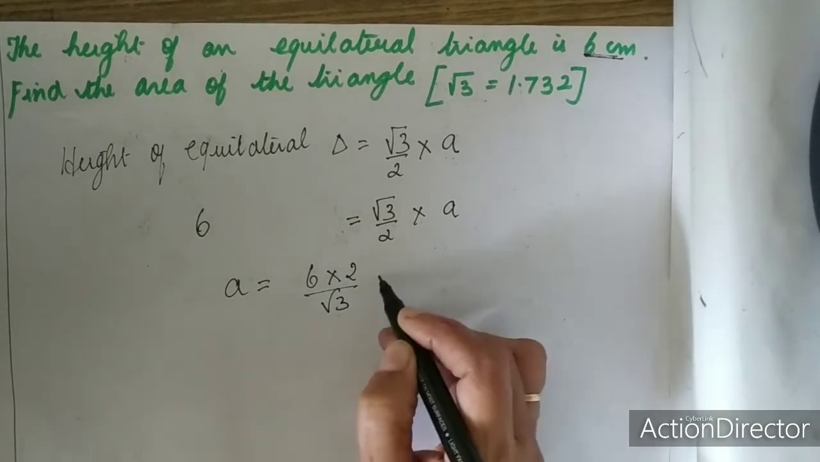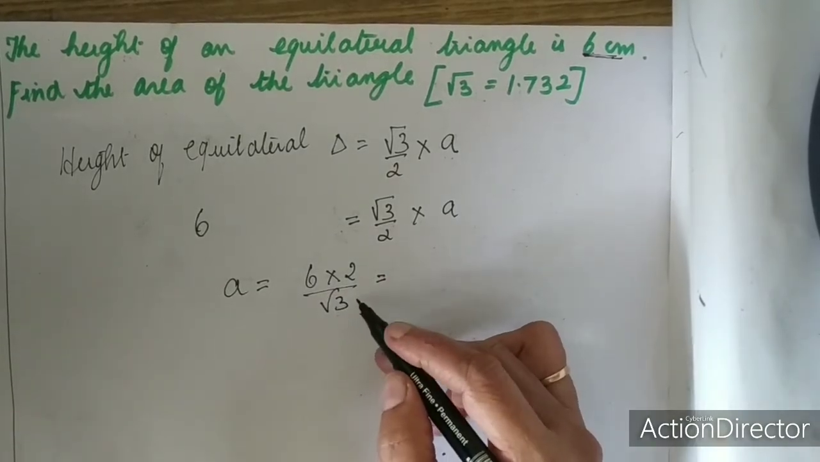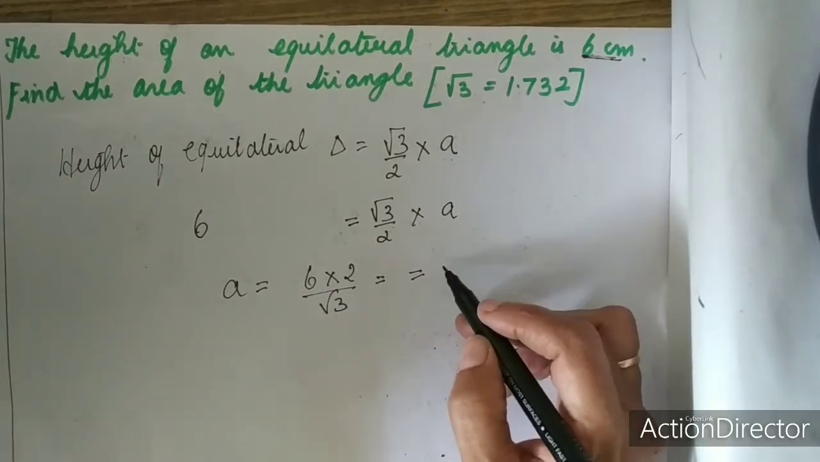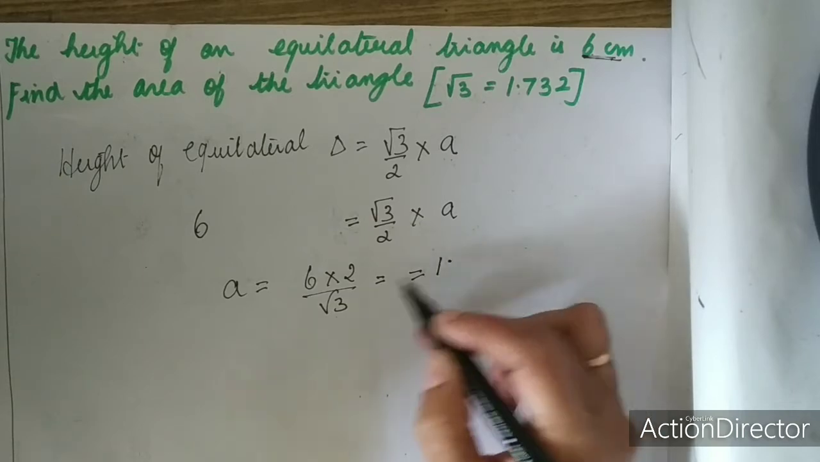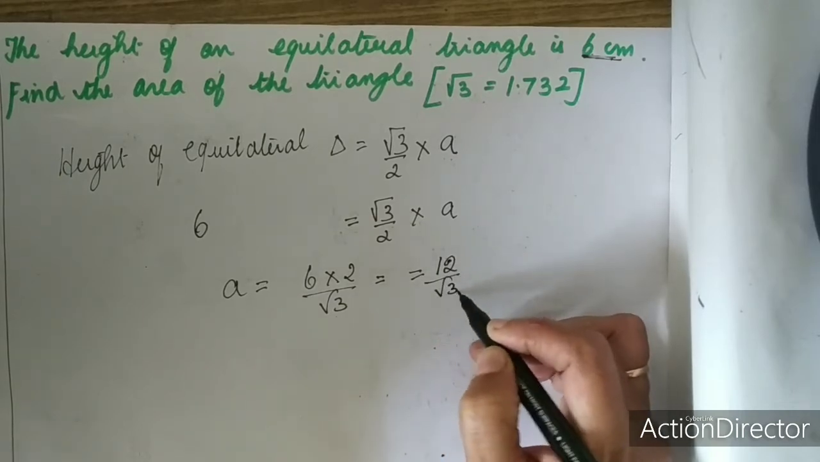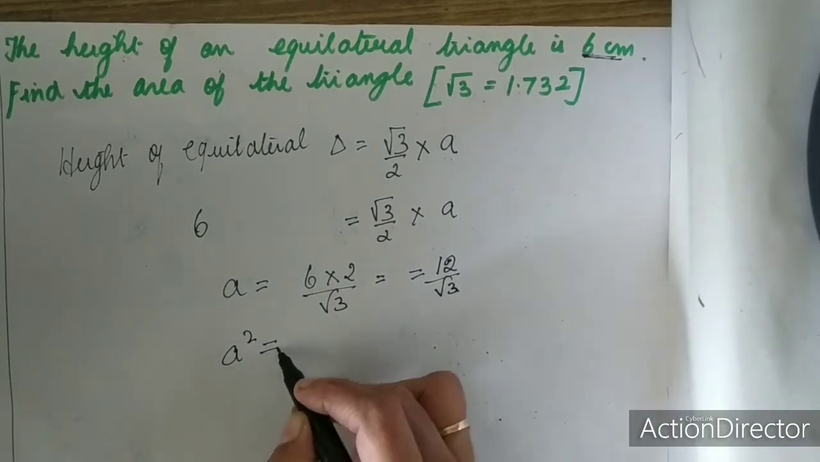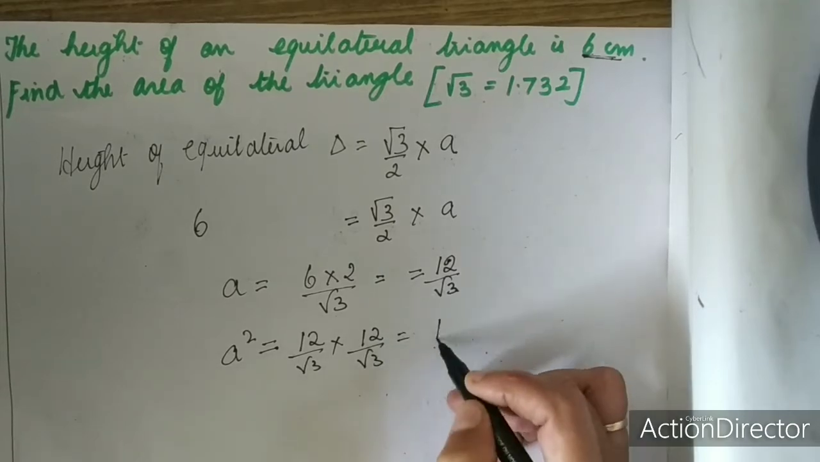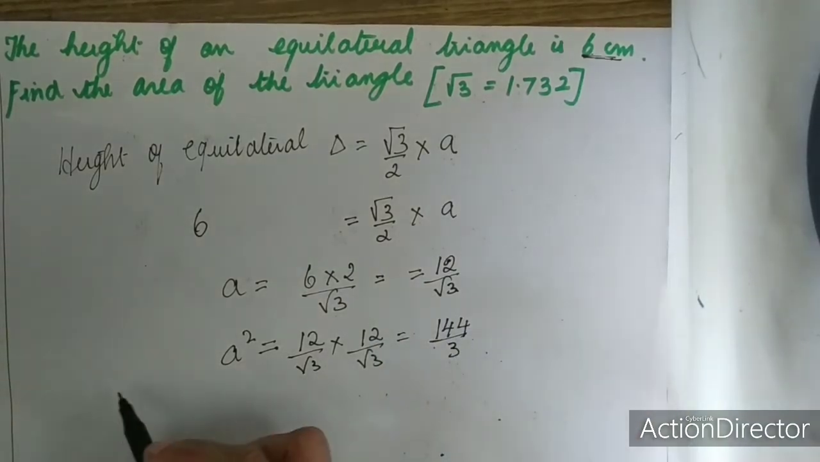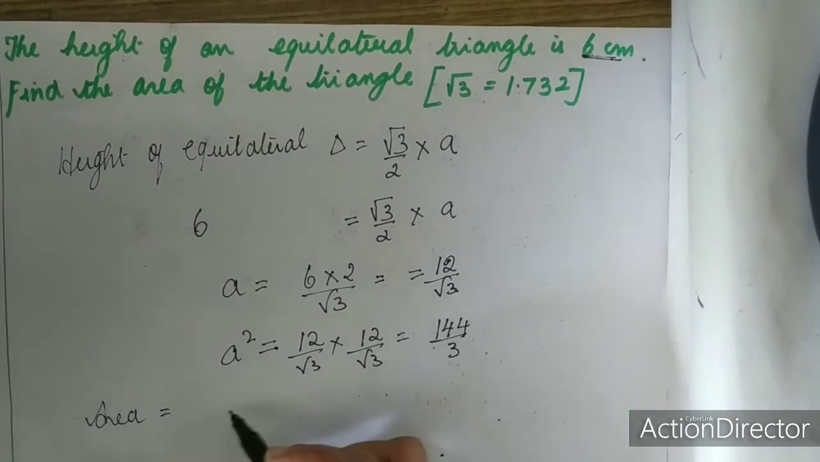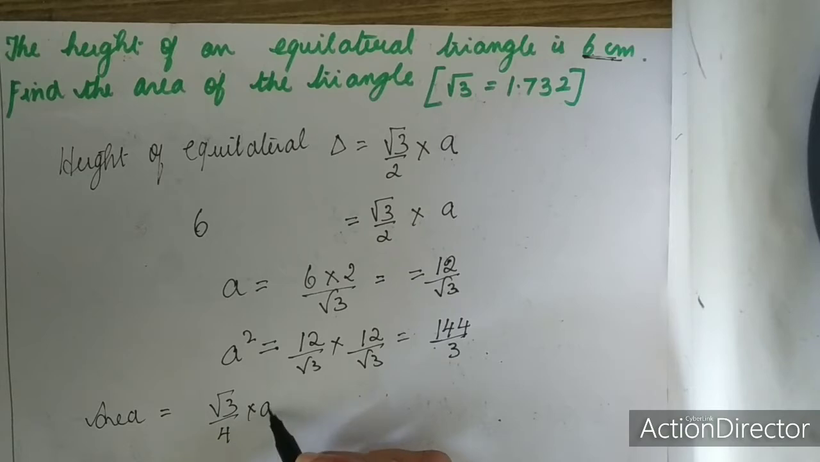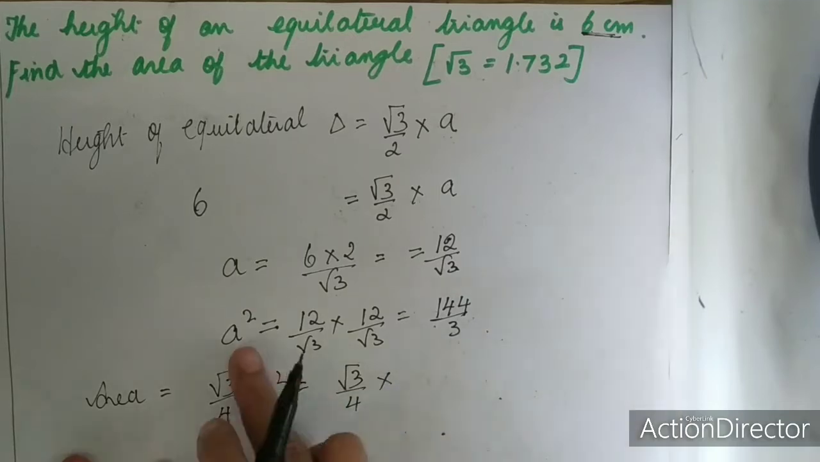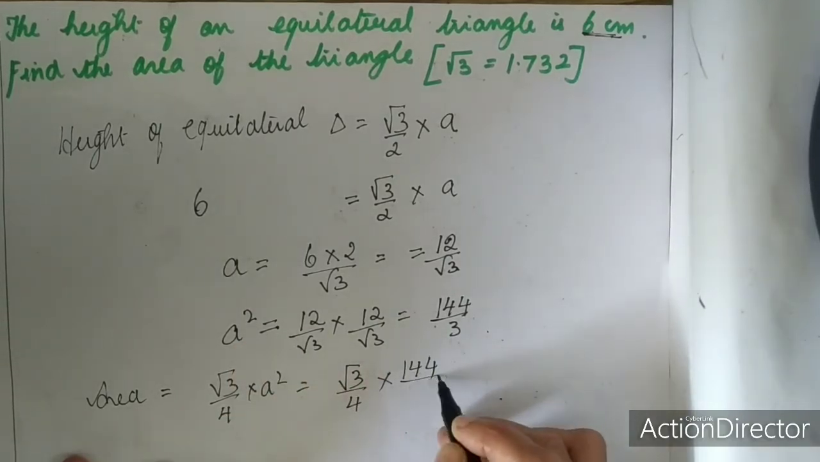upon root 3. But the value of root 3 is given as 1.732. This is equal to root 3 into 12 upon root 3, or we can find a square also. A square is nothing but 12 upon root 3 into 12 upon root 3, which is nothing but 144 upon 3. Now what is the area of triangle? Area of triangle is equal to root 3 by 4 into a square. You have found a square also. So it is 144 upon 3.